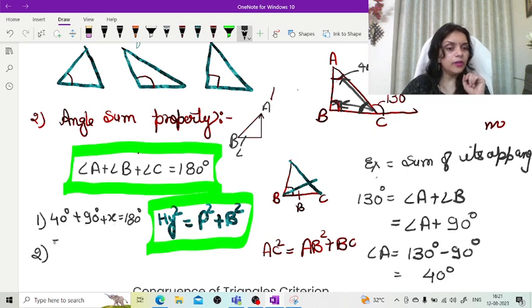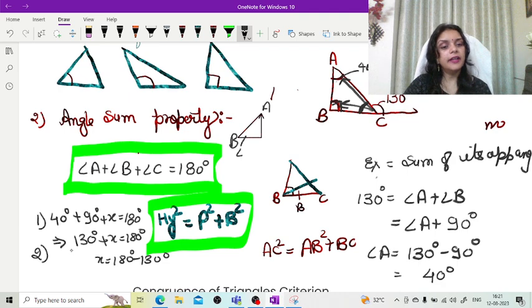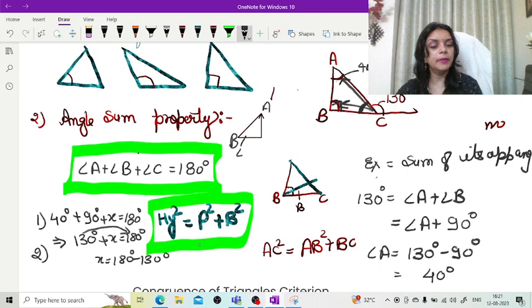How will you find out the value of x? 90 plus 40, it will be 130. 130 plus x will be equal to 180. So x will be equal to 180 degree minus 130. Why minus 130? Because 130 is in addition form here, and when it comes to this side of the equal to, the sign will be changed and it will be minus 130. That means 50 degree. It was the first method, right?